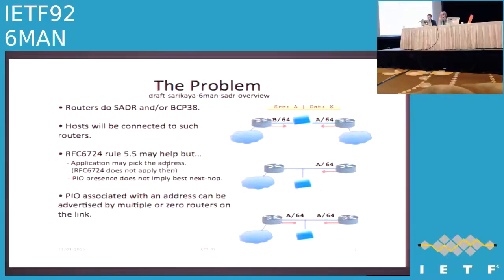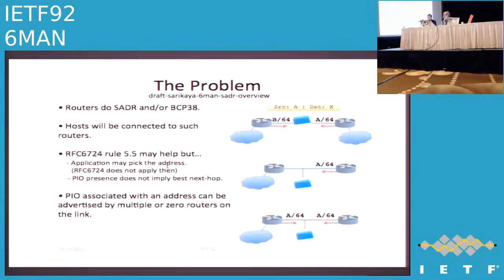Basically what happens is, BCP 38 is ingress filtering, and because of that, SADR appeared, and SADR is used in multi-homed networks. HomeNet is a very good example of multi-homed networks. This is a limitation, but it's also a feature, because right now, when you send a packet in a multi-homed network, you can use the source address to decide which uplink interface, which uplink ISP the packet is going to go to. So hosts are going to be connected to this kind of network, and for that reason, hosts will need to handle SADR as well. They will need to be able to choose the right next hop router.